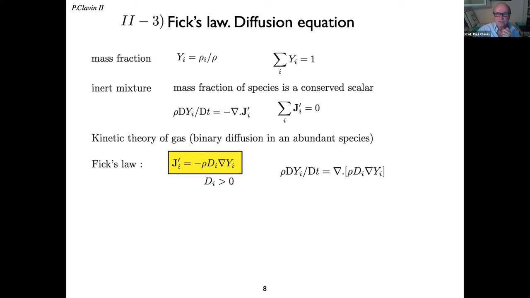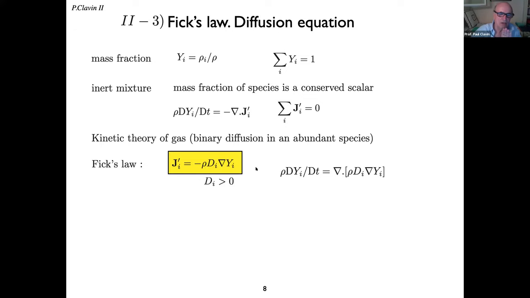In the kinetic theory of gases, one shows that this mass flux follows what is called Fick's law, saying that when you have a binary diffusion of a species in an abundant species, the diffusion flux takes a simple form, written here. It is proportional to minus the gradient of the mass fraction. And the coefficient here is called the diffusion coefficient of the species i in the abundant species.